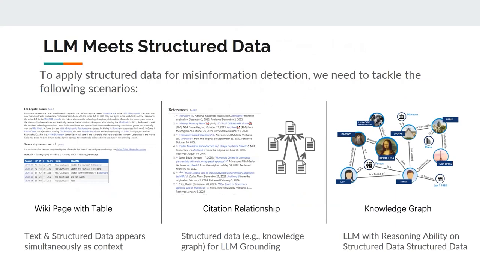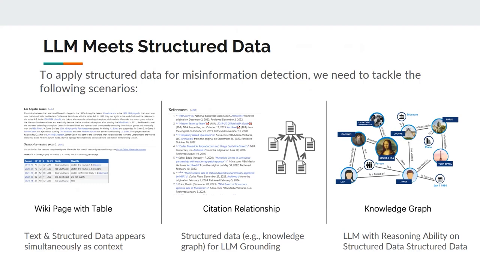Now, let's dive into how large language models, or LLMs, can interact with structured data, particularly in the context of misinformation detection. To effectively detect misinformation, we need to handle structured data in various scenarios. Firstly, we often encounter situations where text and structured data appear simultaneously as context. For instance, a Wikipedia page might contain a table of structured data alongside the main text. In such cases, the structured data can provide authoritative explanation or additional context that can help verify the information presented in the text.